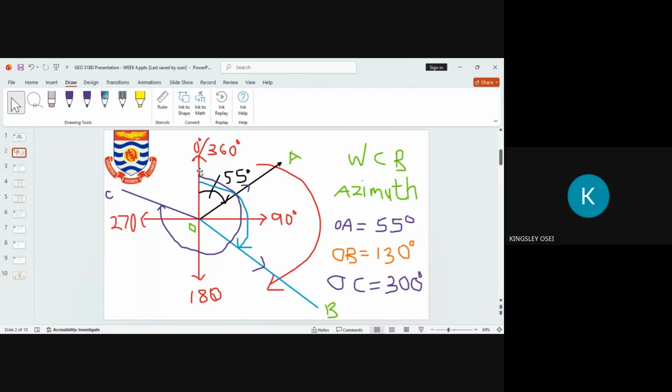Please, up to this point, is everything clear? Whole circle bearing: you take off from the north, you move clockwise. If you engage any anti-clockwise, your answer is wrong. These are the two key things when it comes to whole circle bearing.